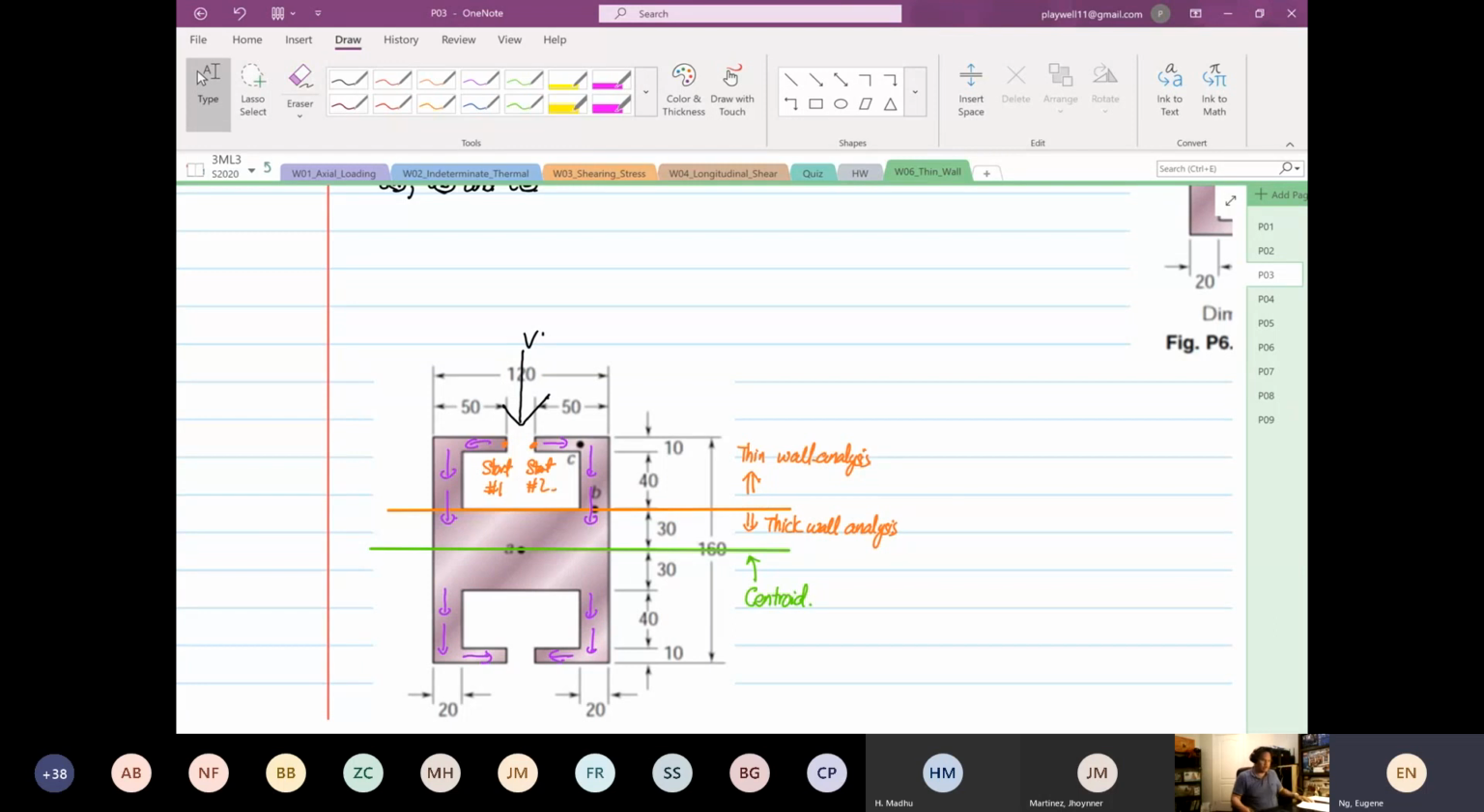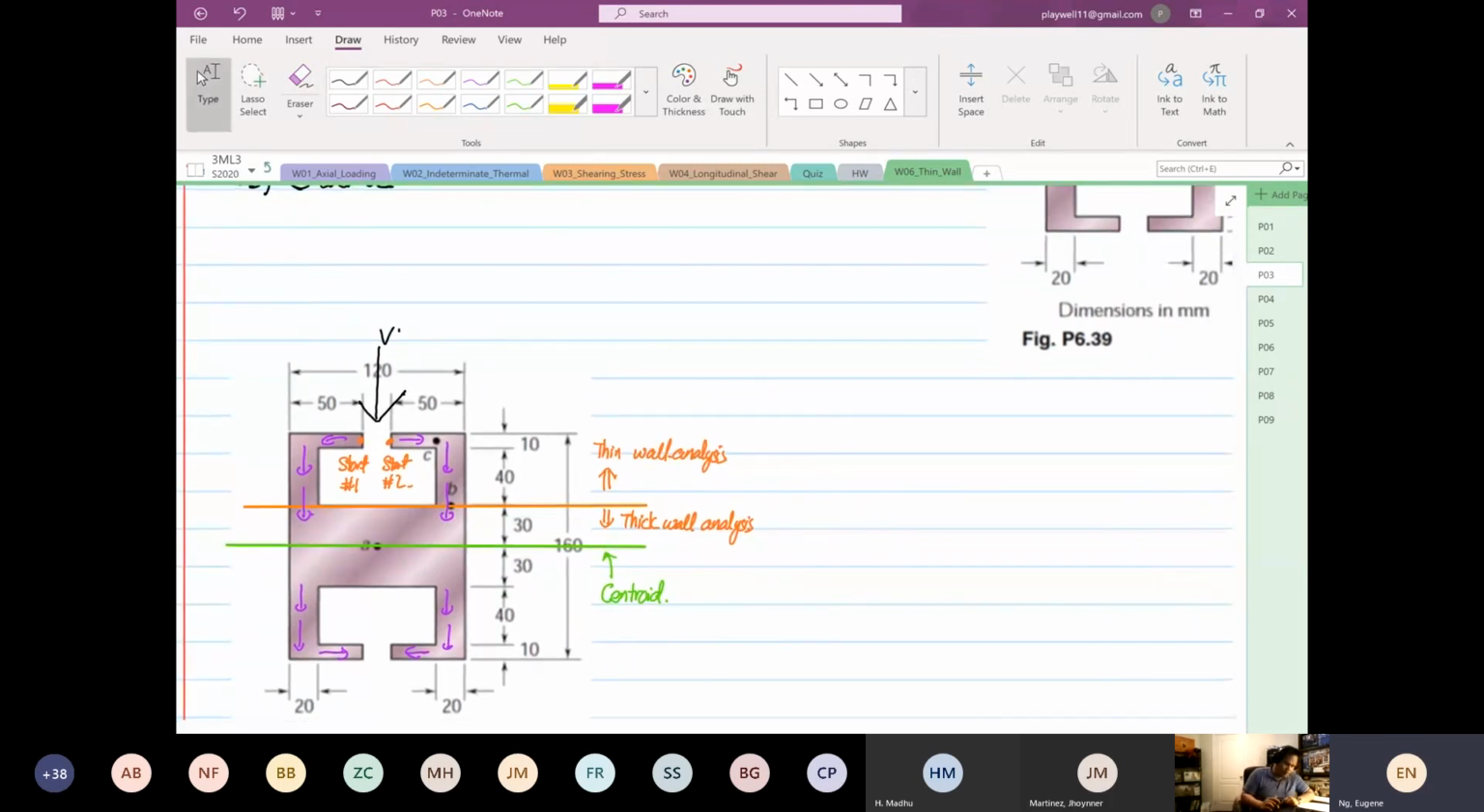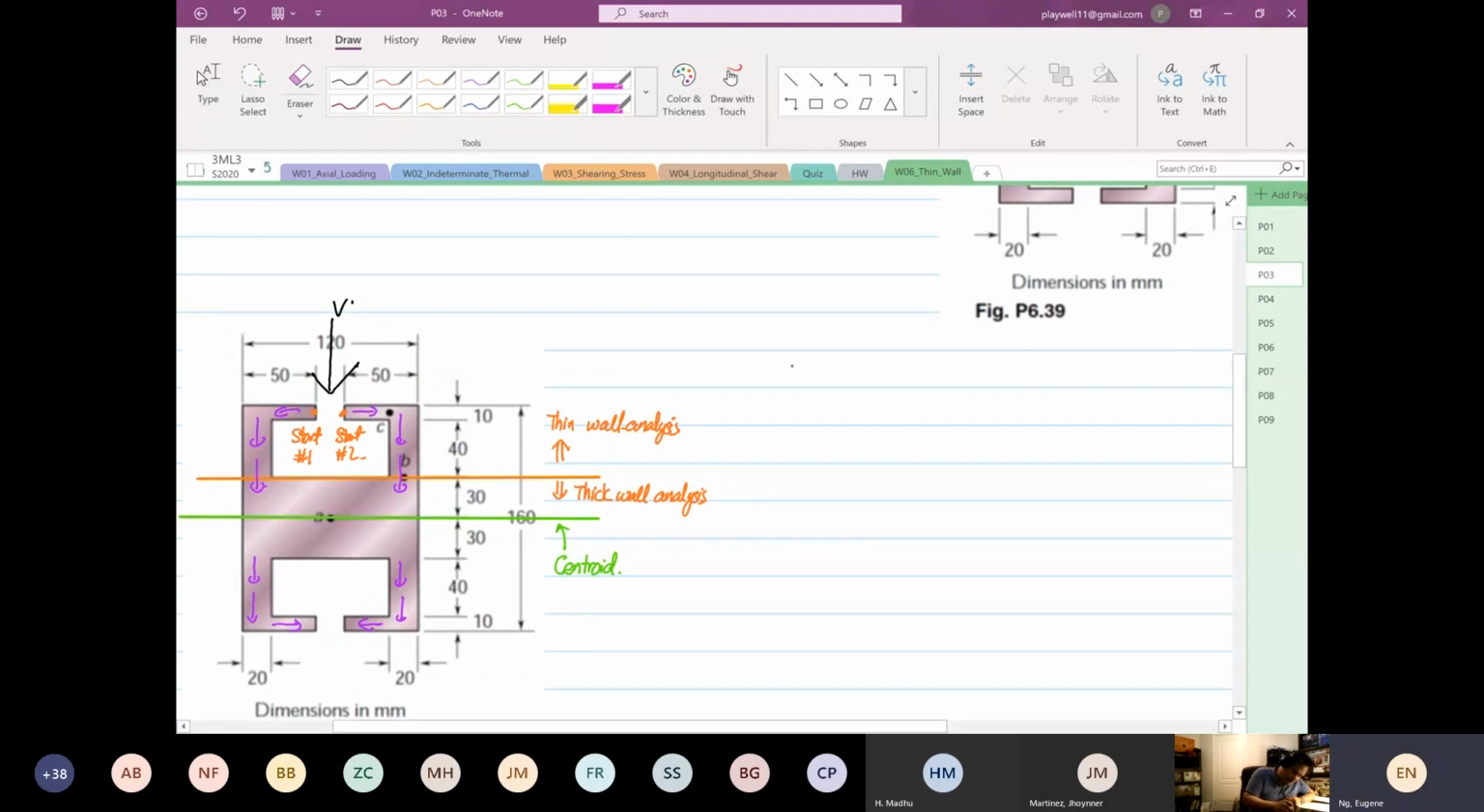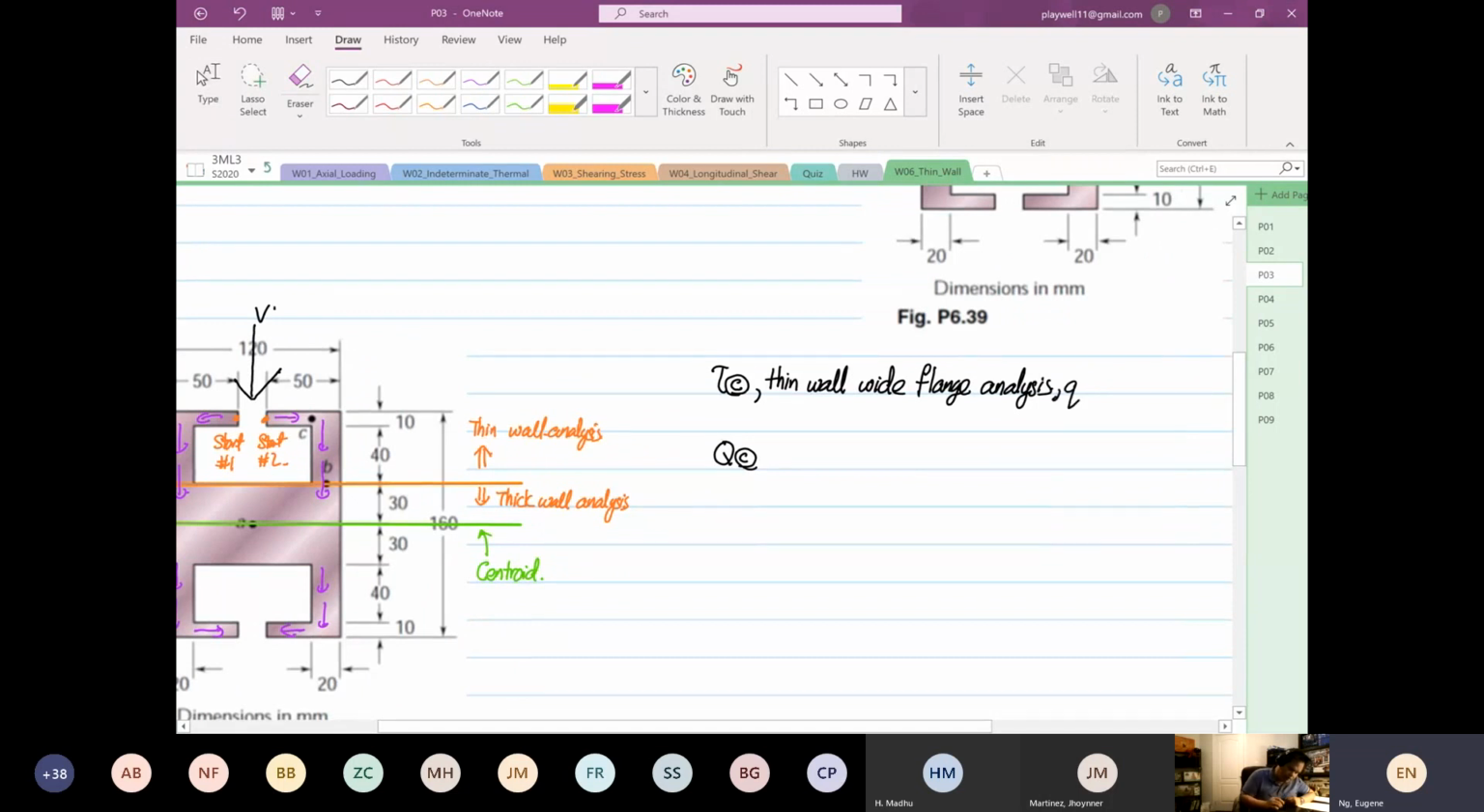Now, let's try this out. We're going to remember our five rules again. The analysis starts from outside in, right? So we are going to look at our shear stress at point C. So this is going to be thin wall, wide flange analysis. Okay, so the Q at point C. Remember what I told you, that there's only one Q. So you need to put one Q here.